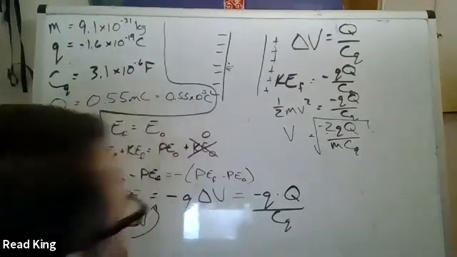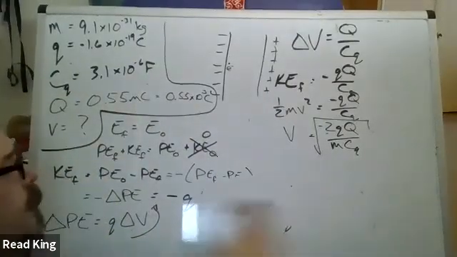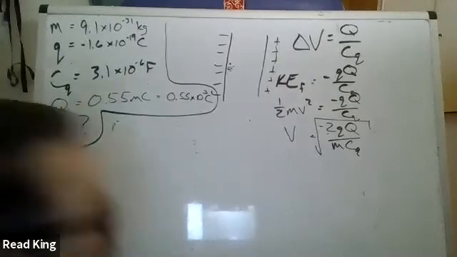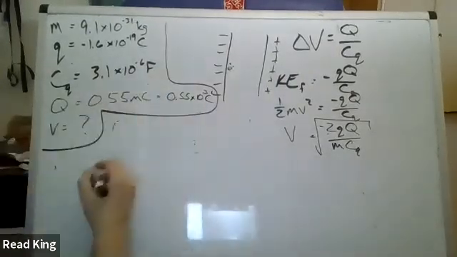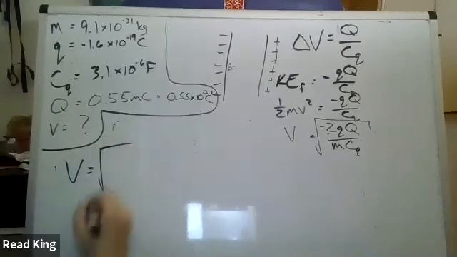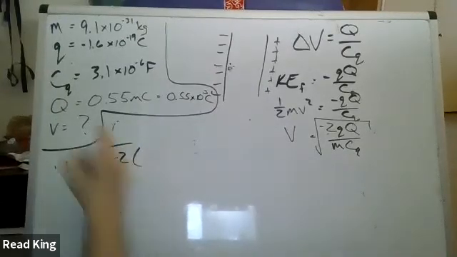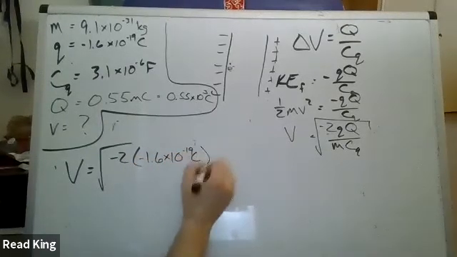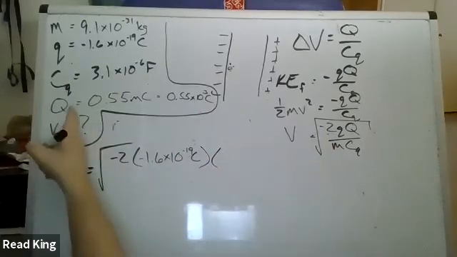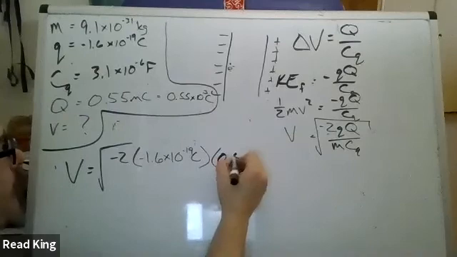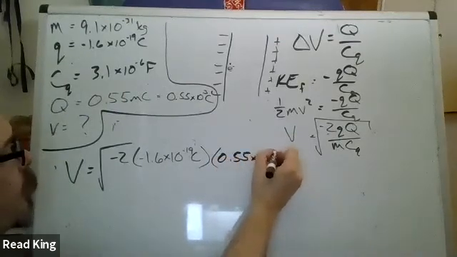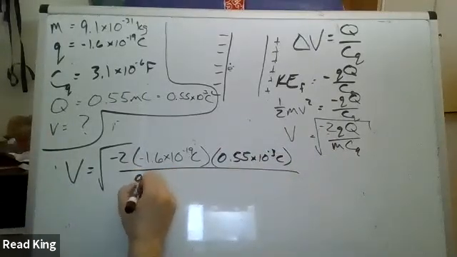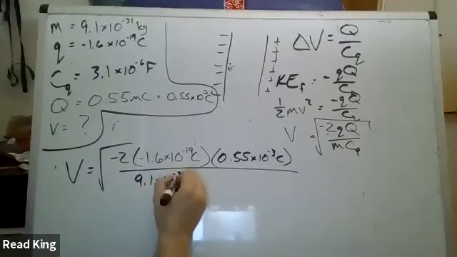Where's my eraser? Get rid of some of this, so I've got room to come back over here and plug all these numbers in. All right, so the velocity is going to equal the square root of minus 2 times what is q? Minus 1.6 times 10 to the minus 19 coulombs, times Q on the capacitor, which is 0.55 times 10 to the minus 3 coulombs, over mass, which is 9.1 times 10 to the minus 31 kilograms.